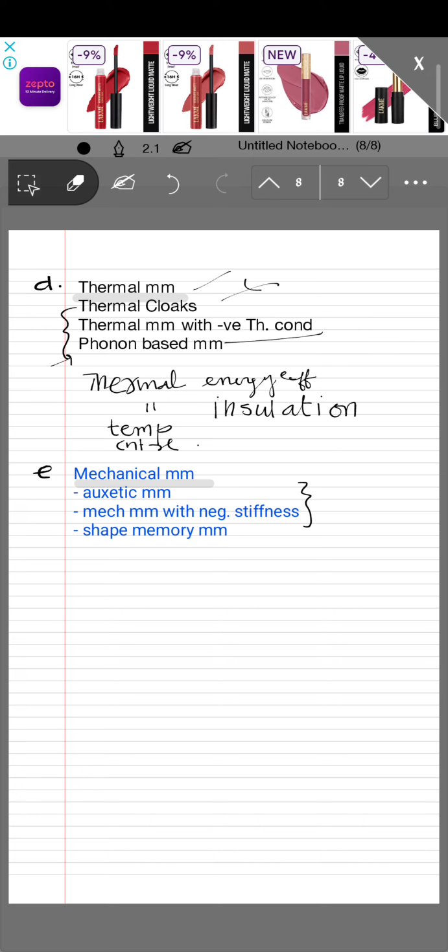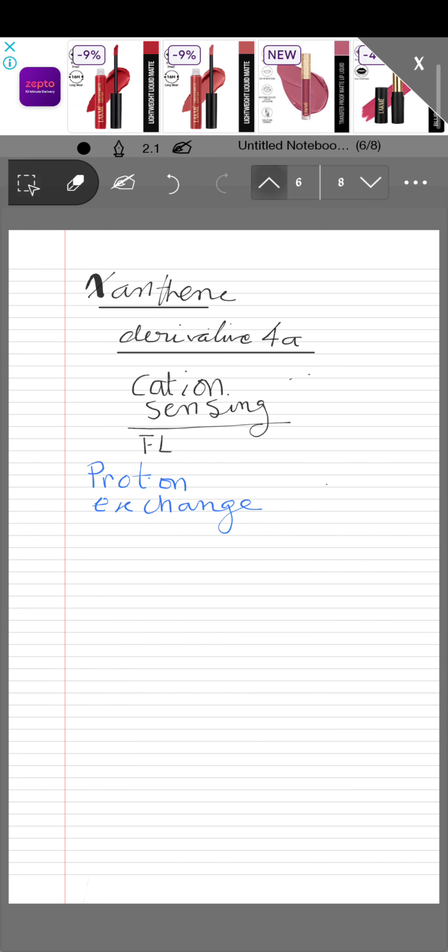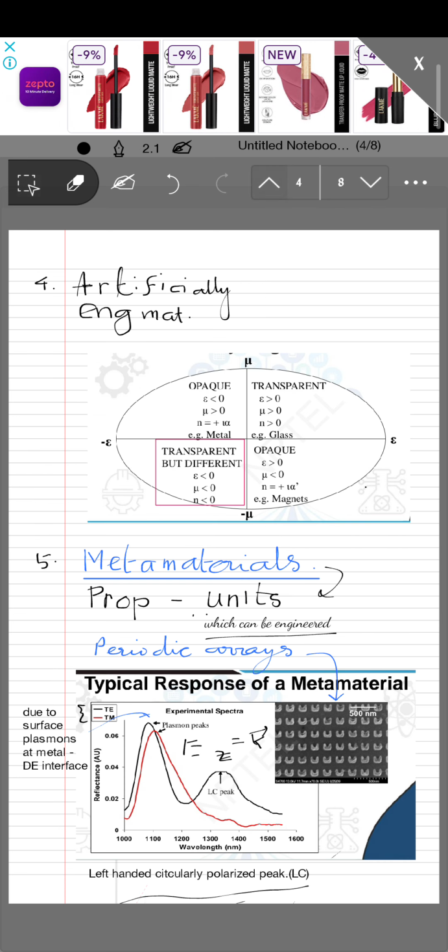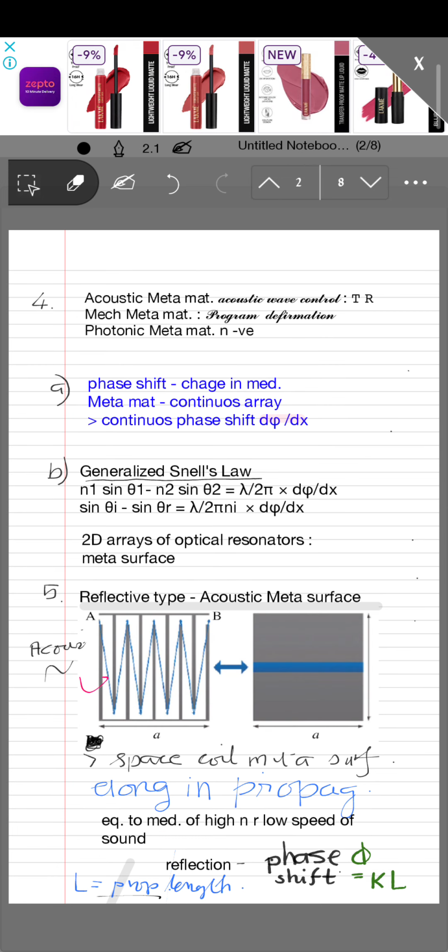Mechanical based material consists of oxidative cutting system. Then mechanical metamaterial again has negative stiffness, which is unusual. And then we have shape memory metamaterial. Now this acoustic metamaterial, if we look closely, can be controlled by the transmission and the reflection coefficient. And in mechanical metamaterial, the deformation again can be controlled.